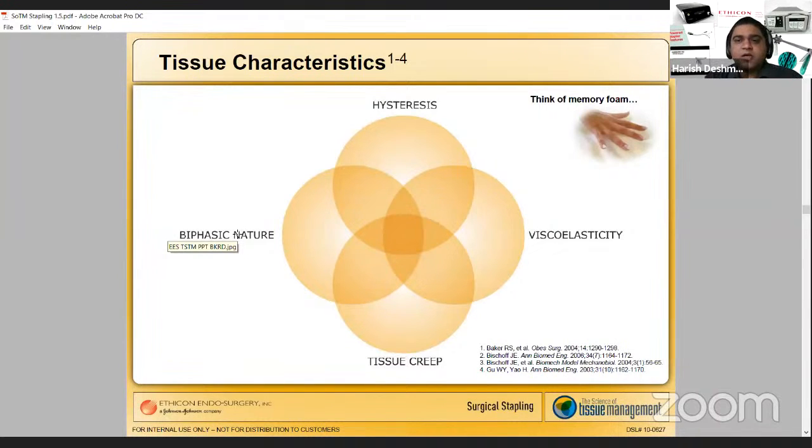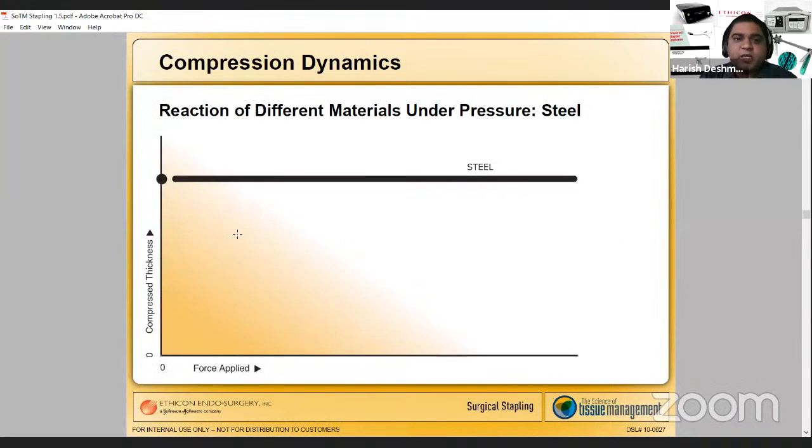Tissue creep is different: when you compress it, it stays in the same position. So with these different behaviors of nature, we need to use staplers in a very good way so that we don't land up with any of the issues which Sir William Halsted has mentioned, and so avoid any leak. This is one very important thing: the reactions of different materials under pressure.